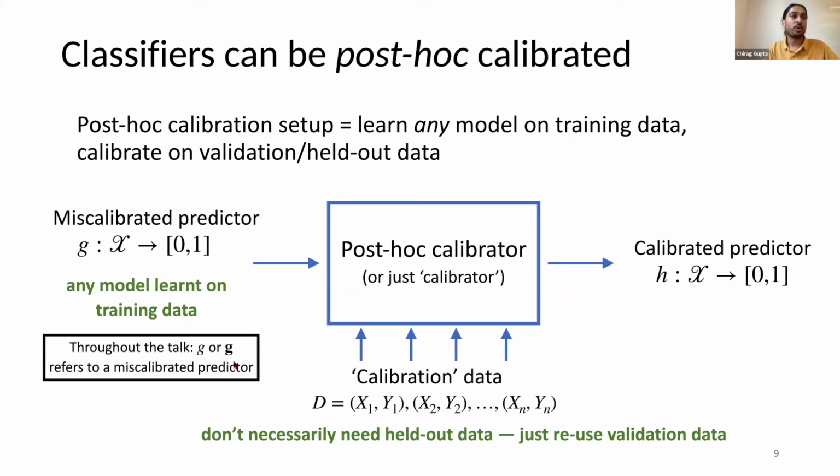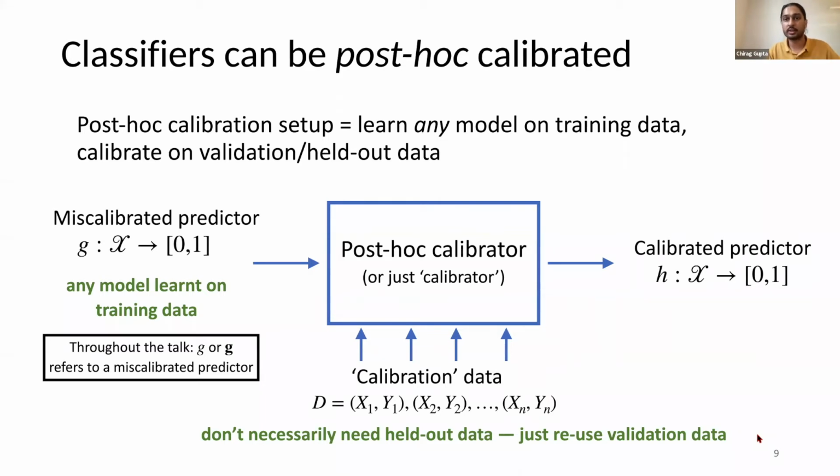Now, one important point is that you don't always need to hold out data. You can just reuse the validation data. So in some sense, depending on how sensitive your application is, how much data you have, and so on, you may either want to have a separate data set just for calibration because you really care about it, or you may not want to hold out additional data, in which case it still makes sense to run a recalibration step on your validation data, which is kind of free. You're already holding that out, and it actually helps in terms of improving the calibration, even if you reuse the validation data.